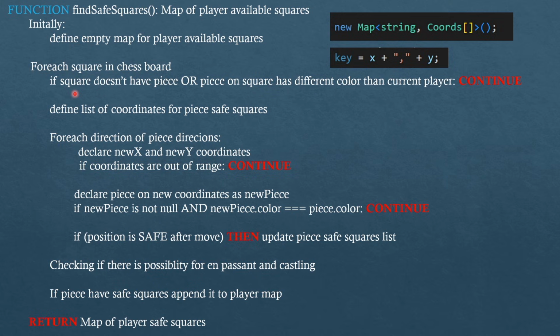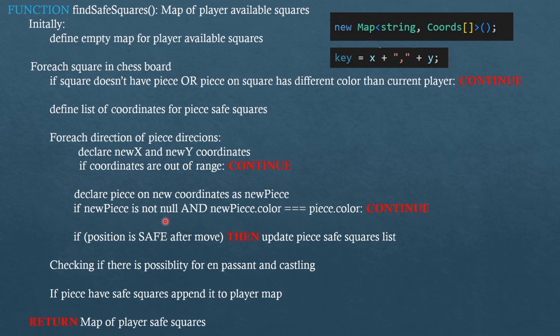Now we are looping through each of the pieces for current player, define empty list of coordinates that represents piece safe squares. Now we are looping through each direction of the piece directions, declare new x and new y coordinates. If those coordinates are out of range, we can't continue along this direction. Now declare piece on new coordinates as new piece, which can either be piece or empty square.